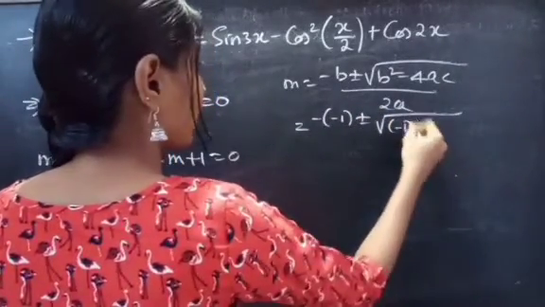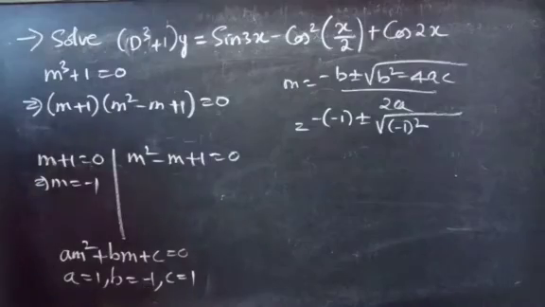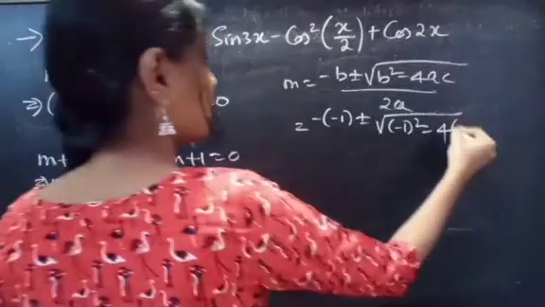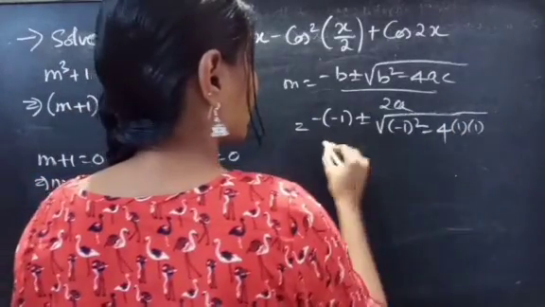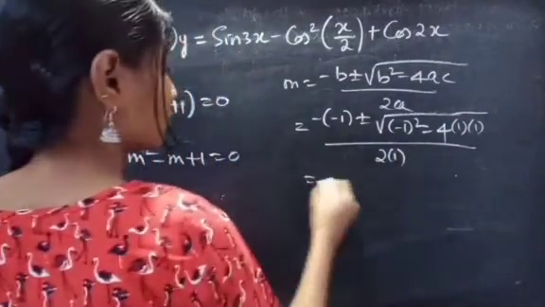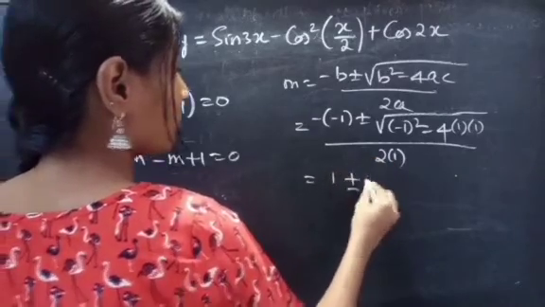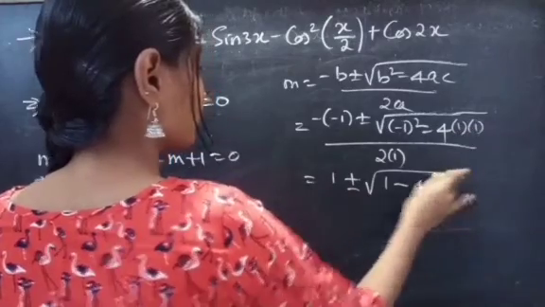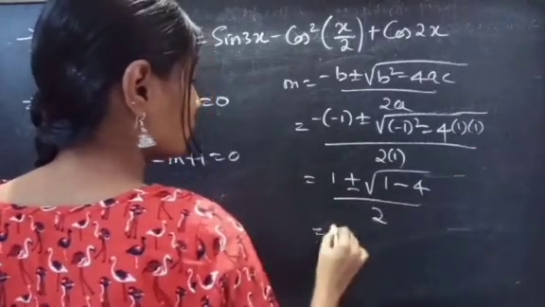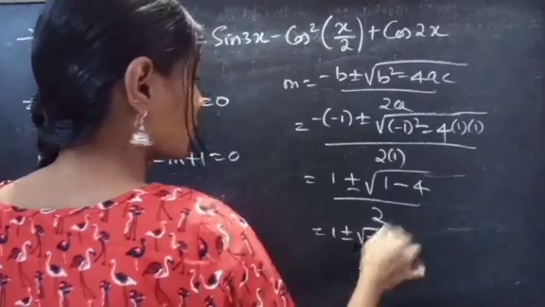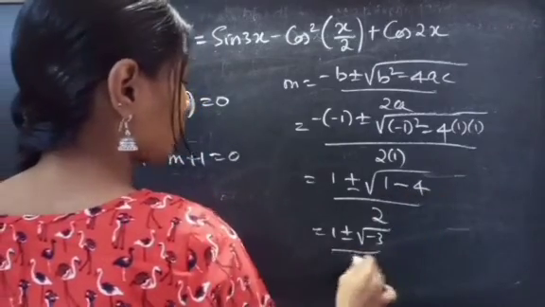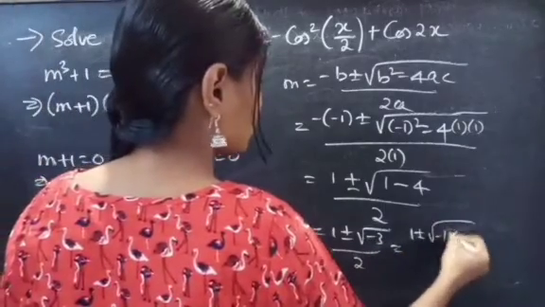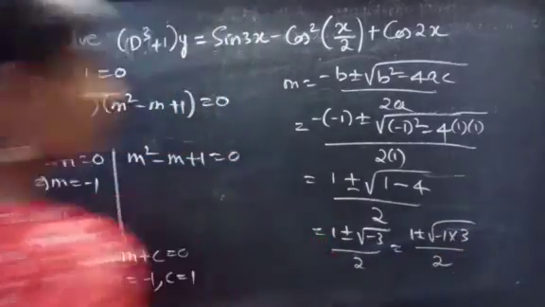Okay, then for b equals to minus 1, minus of minus 1 plus or minus square root of b, minus 1 whole square, minus 4 into a. A is 1 and c is 1, right? We'll get 1 plus or minus square root of minus 1 whole square is 1 minus 4 into 1 is 4, by 2, which is equals to 1 plus or minus square root of 1 minus 4 is minus 3 by 2. Again, you can write minus 3 as minus 1 into 3 by 2.